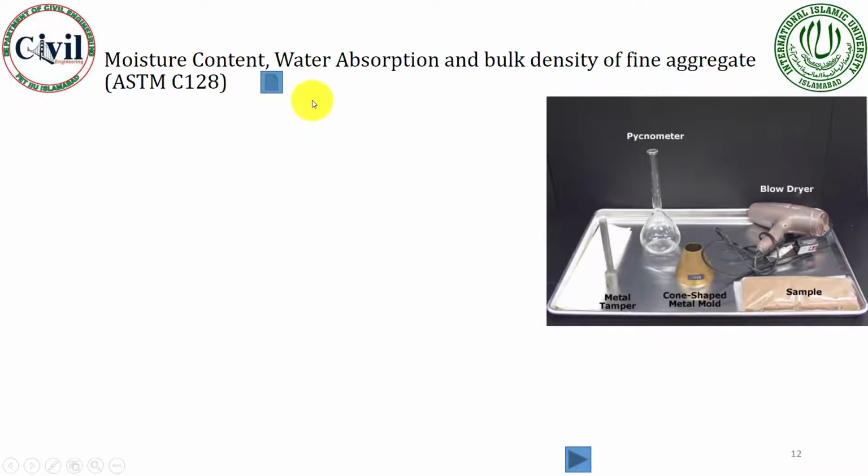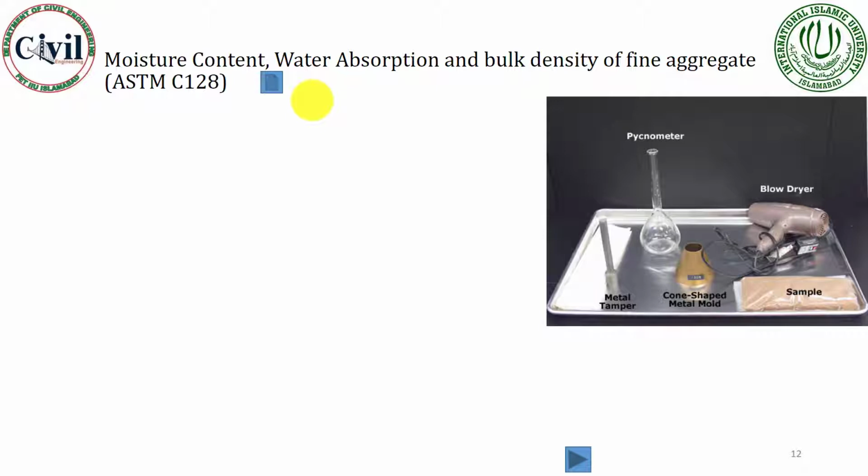Basically, if we define the specific gravity, it is the ratio between two densities: the density of a material to the density of water. The bulk density is the density of a material including all the bulk volume. Bulk volume might have some pores, some air voids, some water incorporation. So the bulk density includes the overall density of a material including all the components present in it.